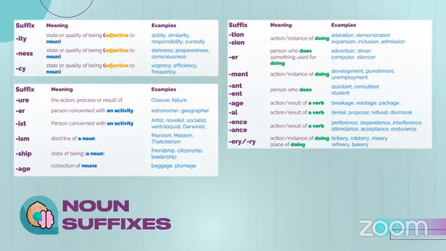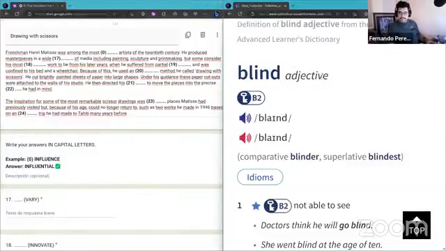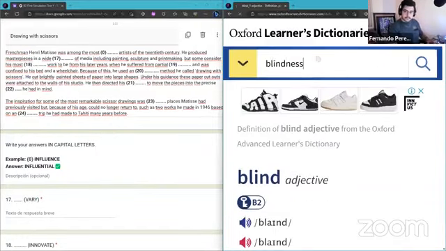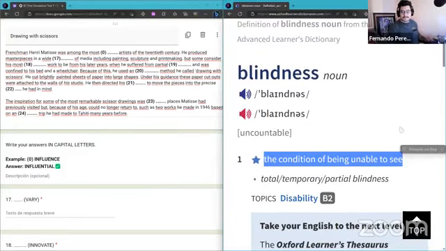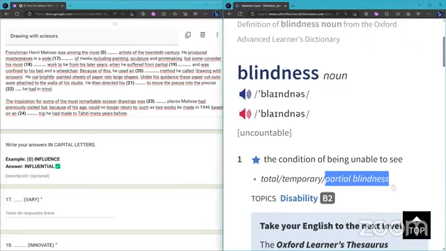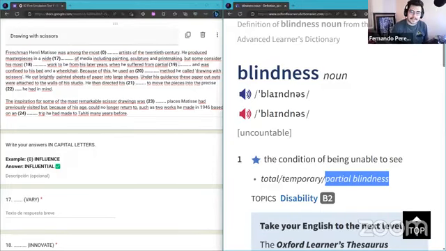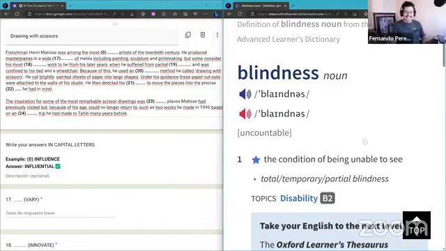Is it blindness? That is totally correct. Blindness. Good job. Blindness is the condition of being unable to see. And look at the collocation. Partial blindness. The same way you have a bit here. Okay. Partial blindness. That's the way.